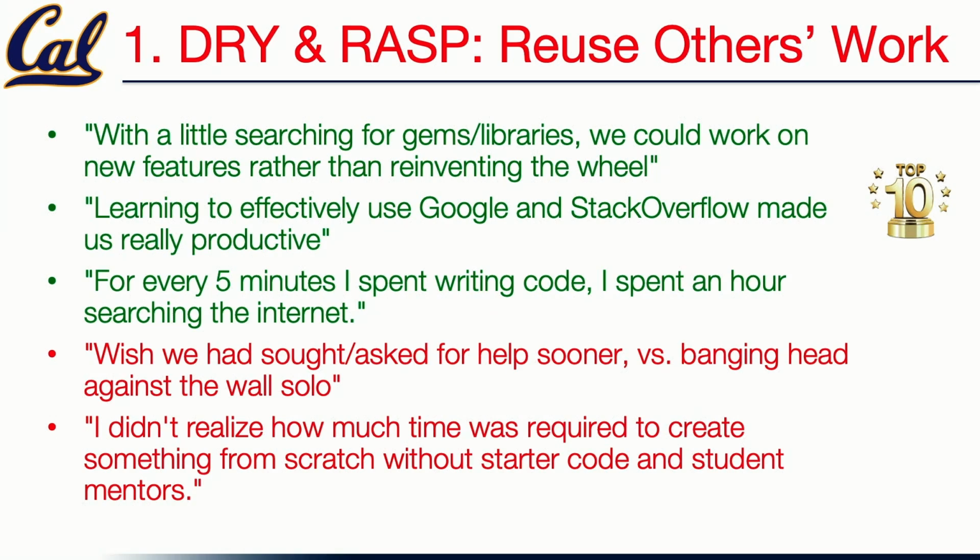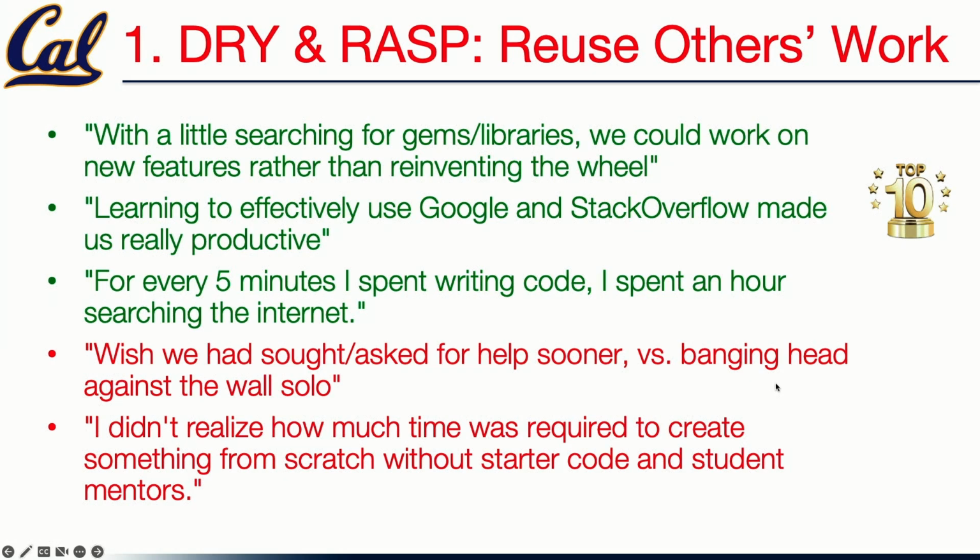We periodically collect feedback from students at the end of the class. What were sort of the top 10 things that you would give advice to your colleagues about? This one is number 1, reusing others' work. Do a little bit of searching, and you'll find stuff that you can reuse rather than reinvent the wheel. Learning to use Google and Stack Overflow effectively helped us be more productive. For every 5 minutes I spent writing code, I spent an hour searching the internet.